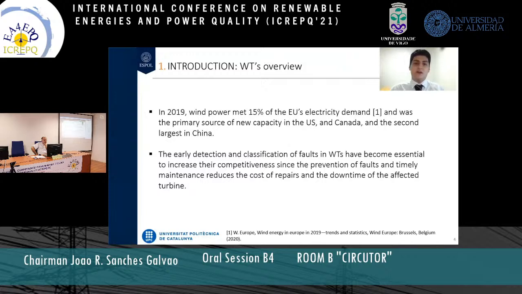Failure detection systems are used to provide alarms about the deterioration of different components of a wind turbine, based on different types of information and sensors. The early detection and classification of faults in wind turbines have become essential to increase their competitiveness, since the prevention of faults and timely maintenance reduce the cost of repairs and the downtime of the affected turbine.